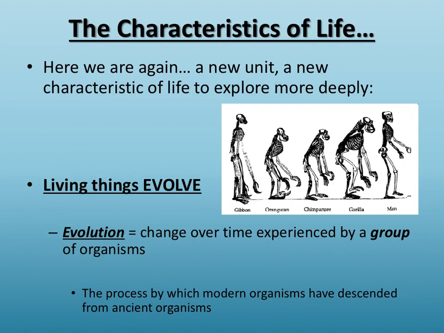Now, here we are. This is our last characteristic of living things, actually. Living things evolve. We touched on this the first week of school, basically, and saw a slide that looked a lot like this. At that time, we said that evolution is change over time of a group of organisms. And so evolution is the process from which we've come from organisms that were here before us. At least it's what we believe.